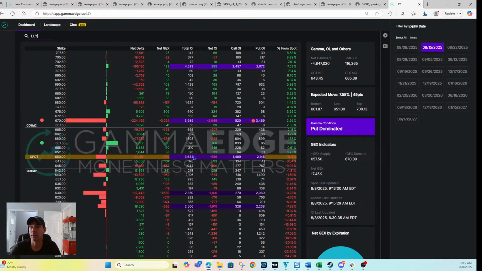Let's see what the expiry looks like for next week. So put dominated heading into monthly expiry, and you see 670 up there and 657.50.